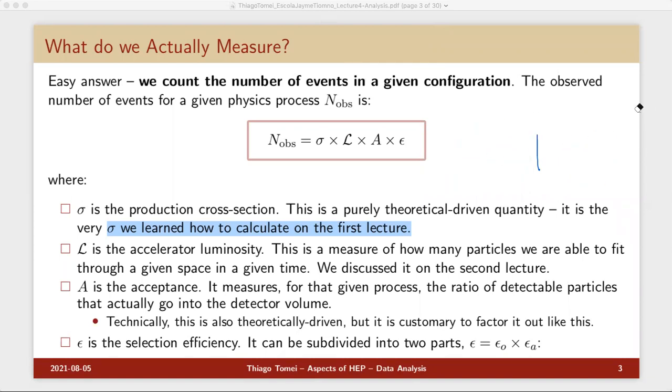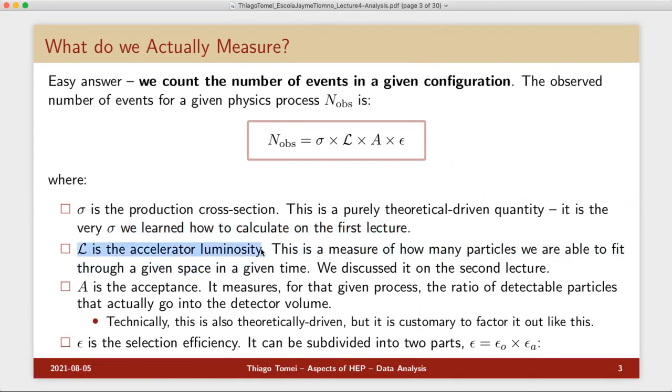But what about the other numbers? L is what's called the accelerator luminosity. And this is a measure of how many particles you are able to fit through a given space in a given time. I am not sure if we actually discussed it in the second lecture, but this is essentially a measure of how many collisions per second your accelerator can give you. Then the collision happens.